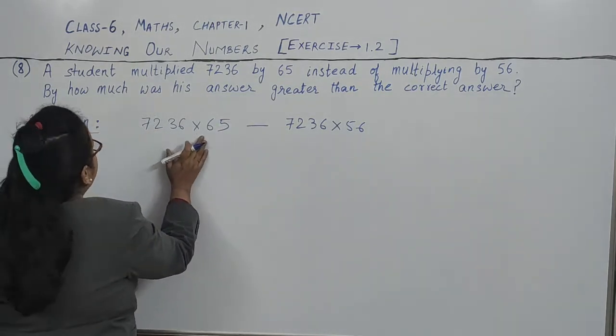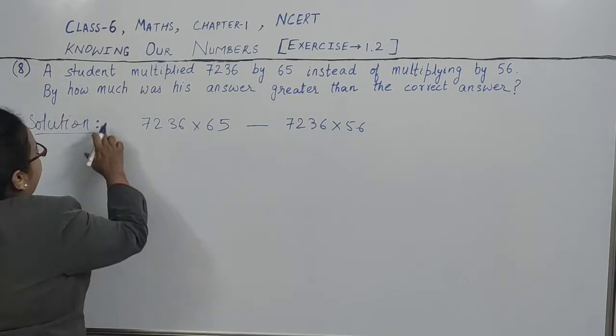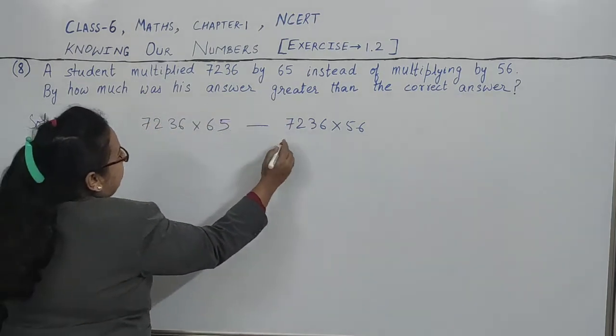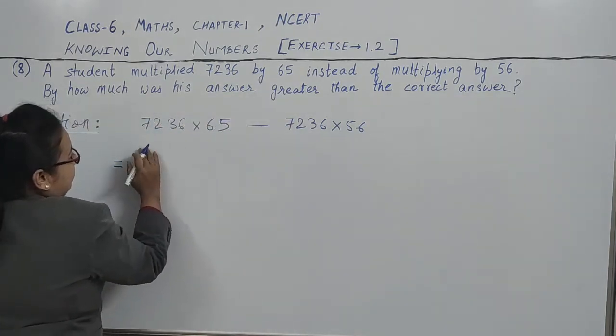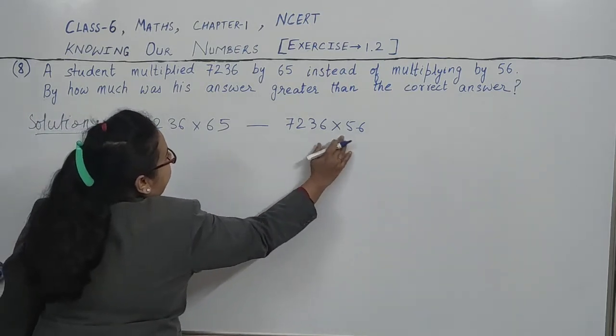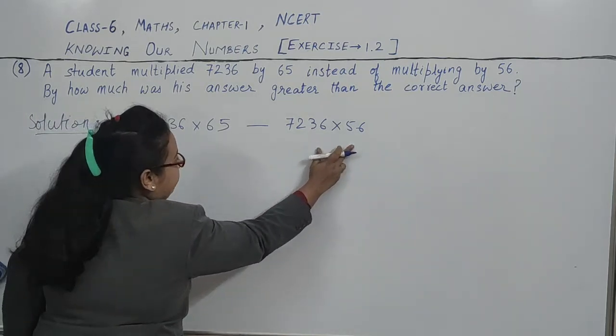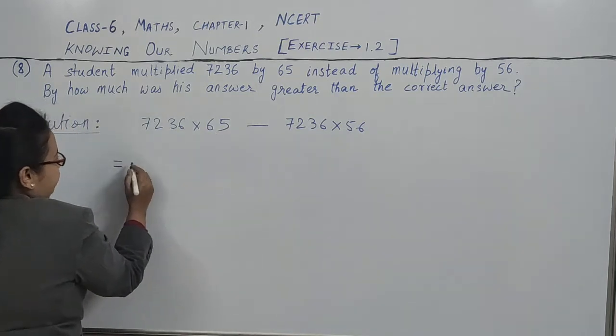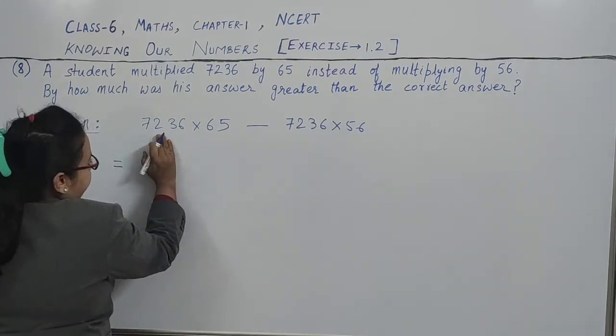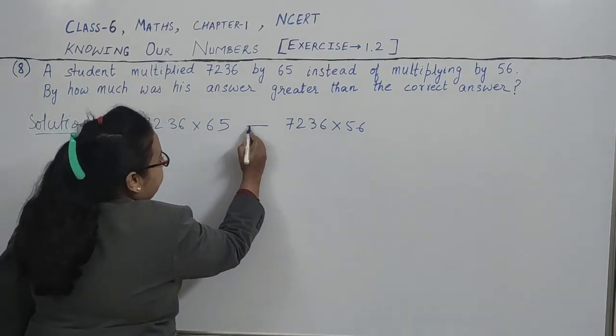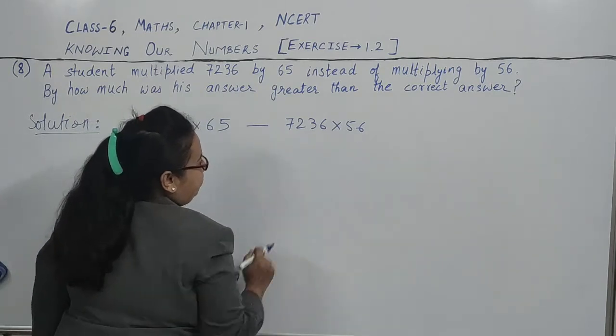Okay, so this will be the answer. By how much was his answer greater than the correct answer? The correct answer should be this, because he should multiply by 56, but he multiplied by 65. So what we will do, this number multiplied by 65 minus this number multiplied by 56.